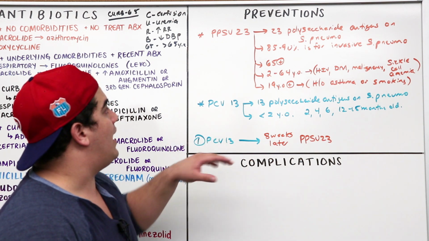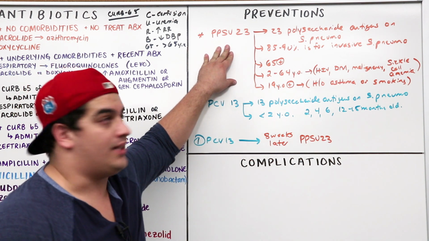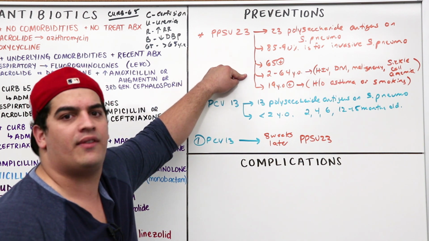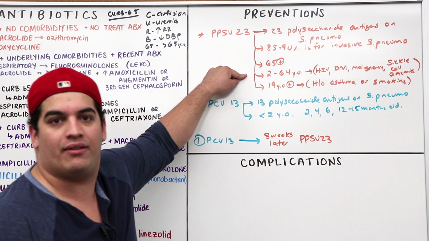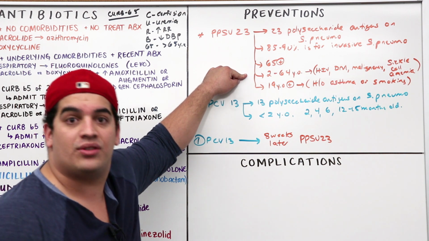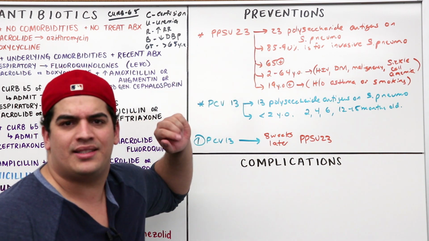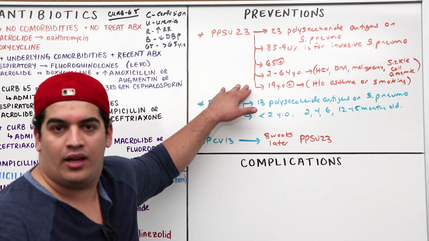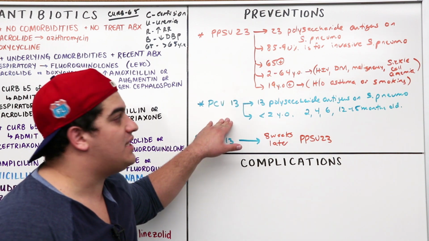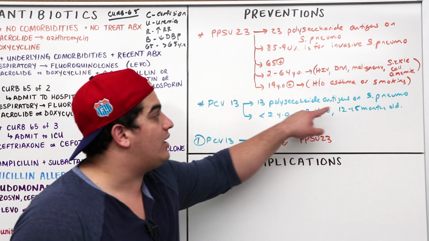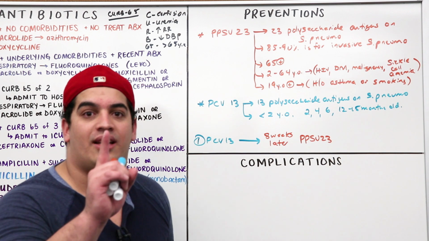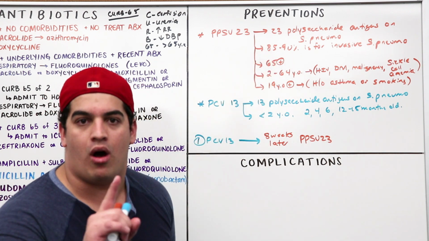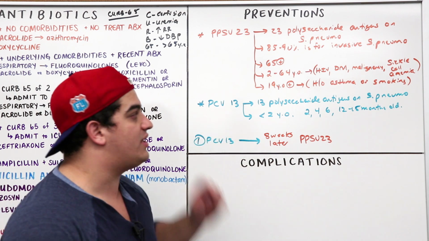So again, what I want you to realize is there are 2 main vaccines. PPSV23 is good for 65 and up, and 2 to 64 if you have some underlying disease like HIV, diabetes mellitus, sickle cell disease, or some type of malignancy, unfortunately. Also 19 years old with a history of smoking or asthma. And then for the PCV13, there are 13 polysaccharide antigens on the strep pneumo. Here's one big difference. All of these antigens are the same as the 23 except one, and that's why it's important.